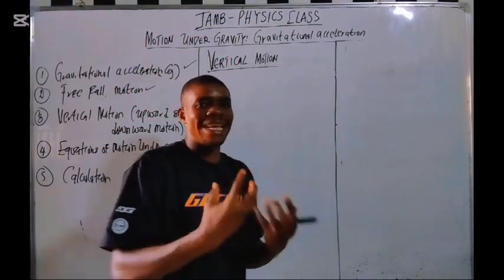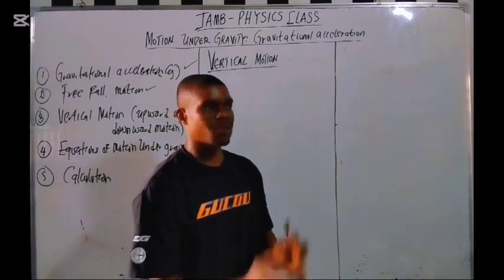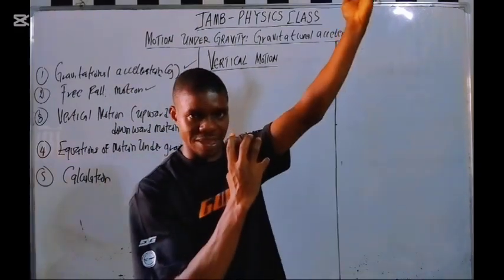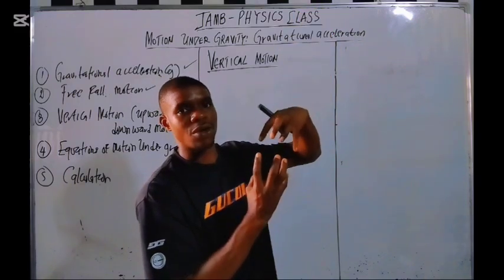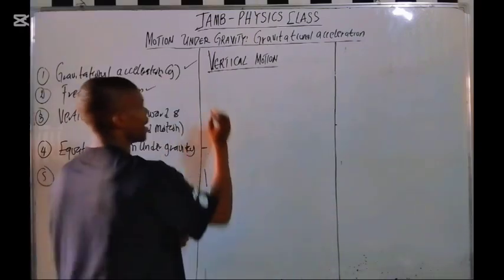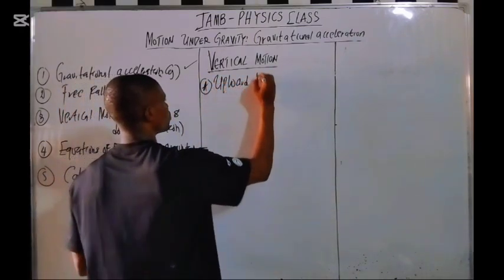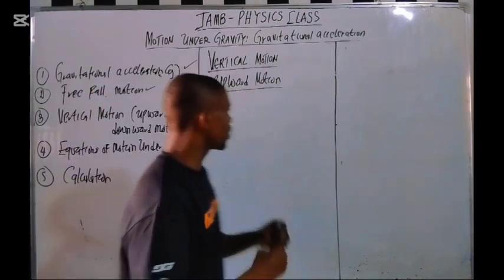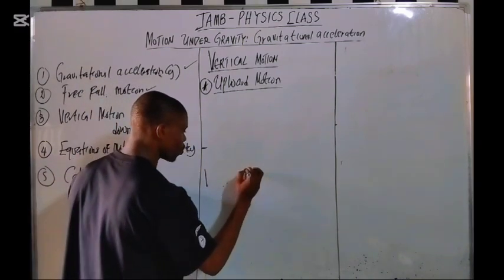You don't need any effort, the force of gravity is bringing you down, right? Then the upward motion is opposing gravity. So you have motion opposing gravity and motion influenced by gravity. Hope you understand. That is called vertical motion. So here we have upward motion. When you talk about upward motion, that is when you throw an object upward, what happens here?